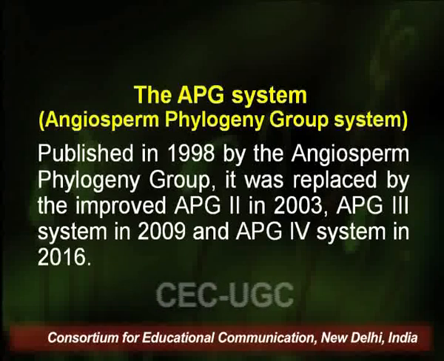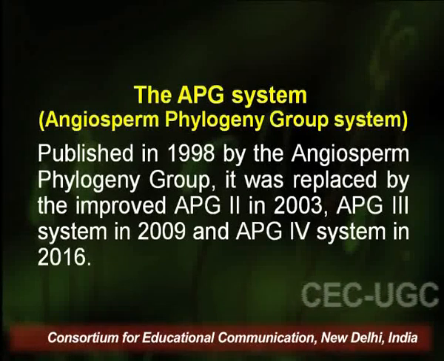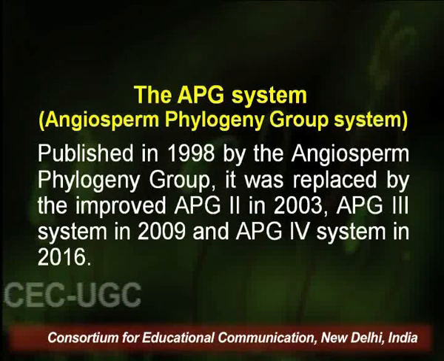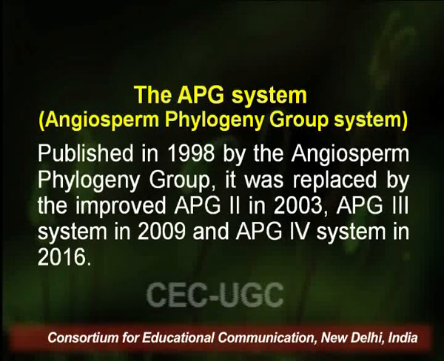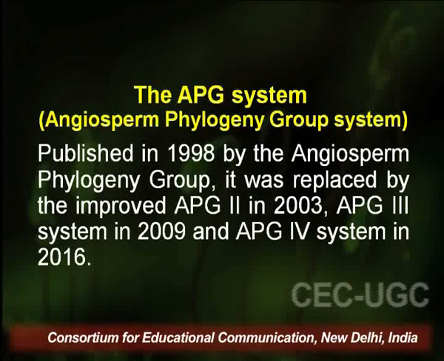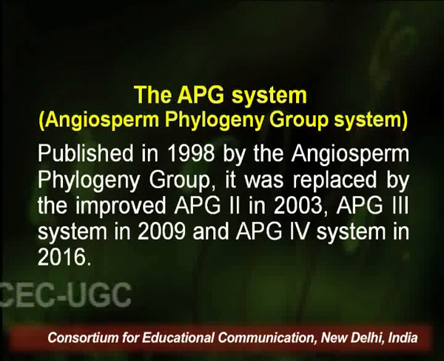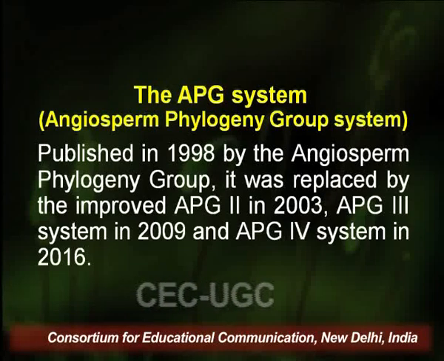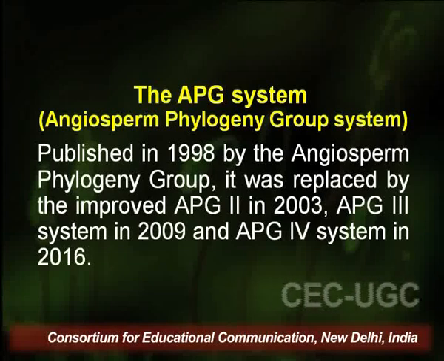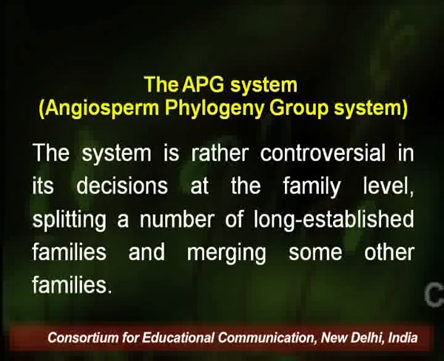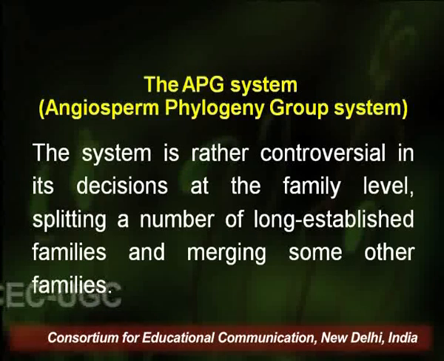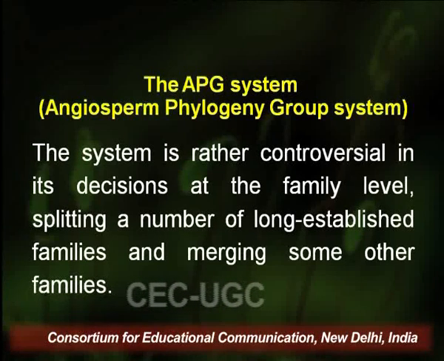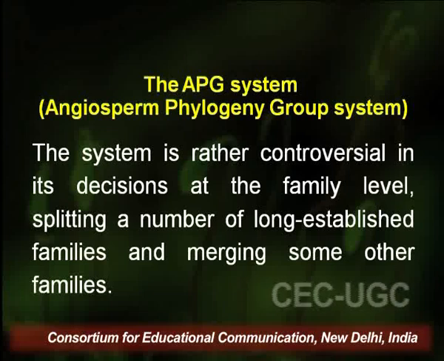The APG system was published in 1998 by the Angiosperm Phylogeny Group for the first time. It was replaced by the improved APG2 system in 2003, followed by APG3, which was given in 2009, and APG4 in 2016. The system is rather controversial in its decisions at the family level, splitting a number of long established families and merging some other families.